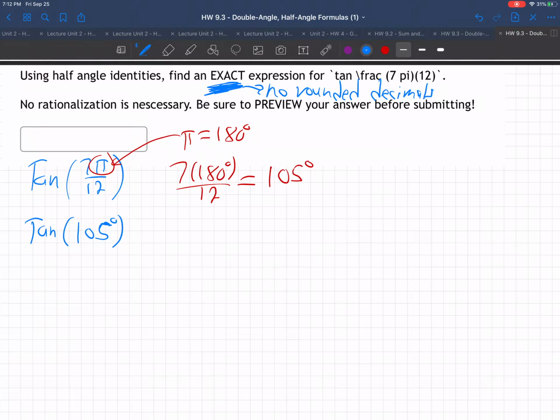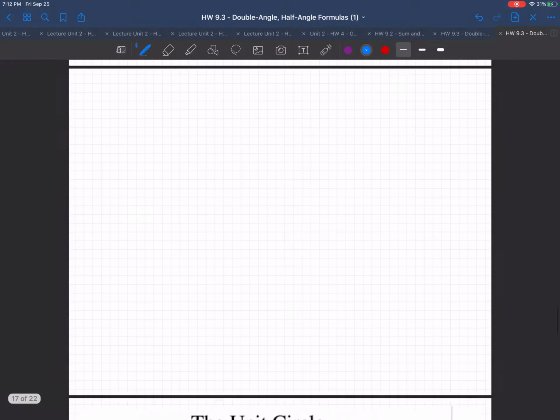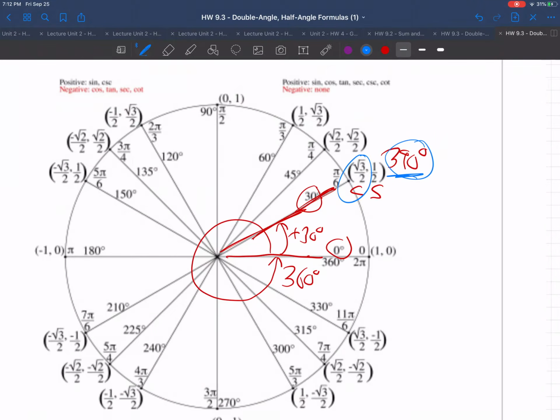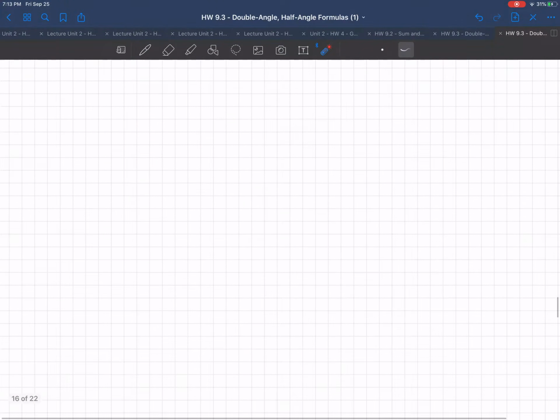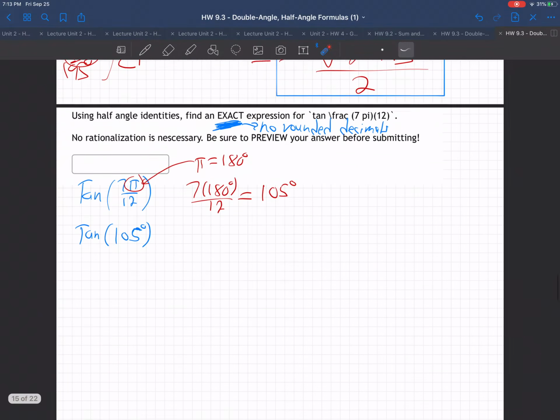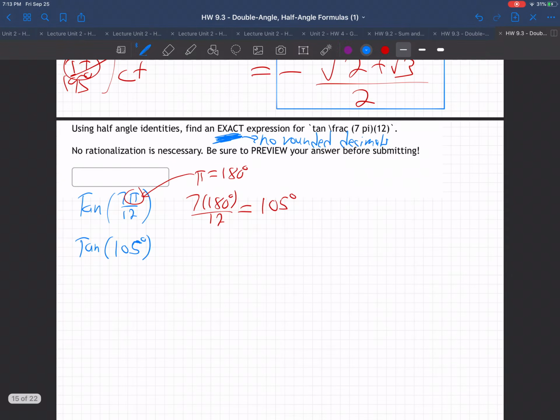Well, how do we get exact values if we can't get them out of our calculator? Well, we go to the unit circle. So if I go to the unit circle and look here for 105 degrees, it's not there, right? Here's 120. Here's 90. 105's not there. What am I going to do in this problem? Well, you probably know the trick.